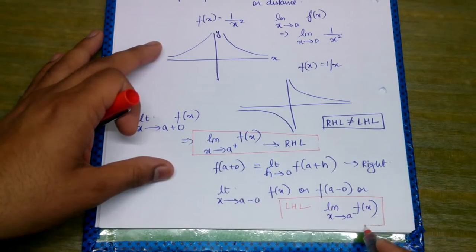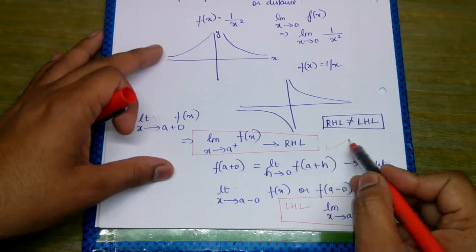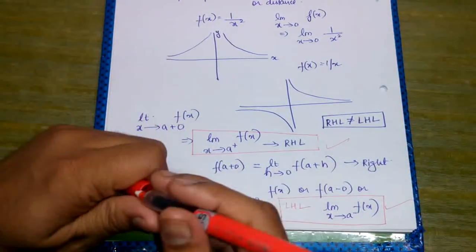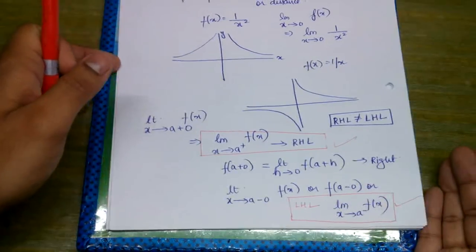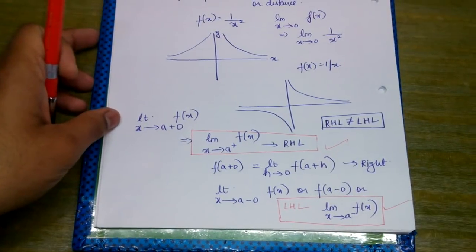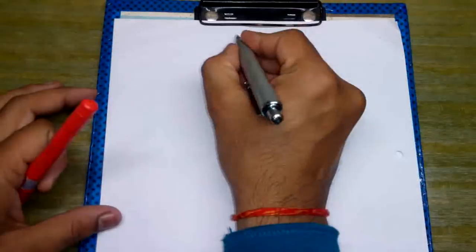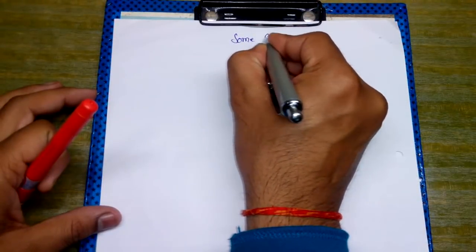So what we are going to do is find out both the left hand limit and the right hand limit, and if they are equal then we will say that the limit exists, else the limit does not exist. Now we will discuss some standard limits.